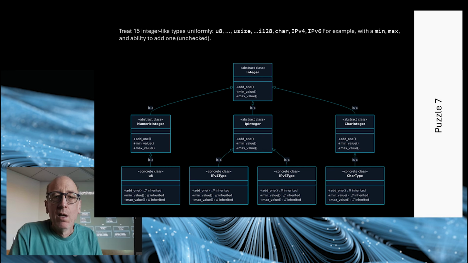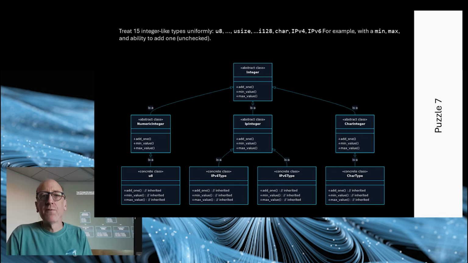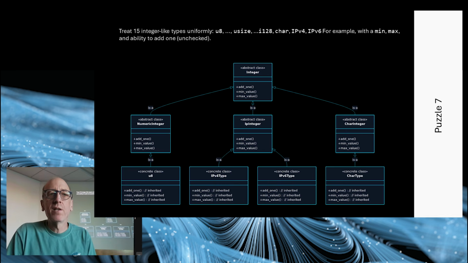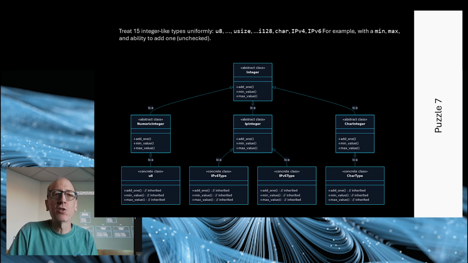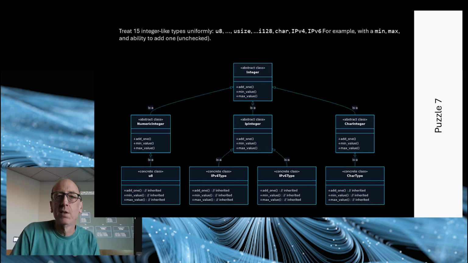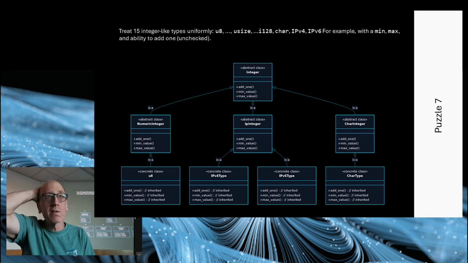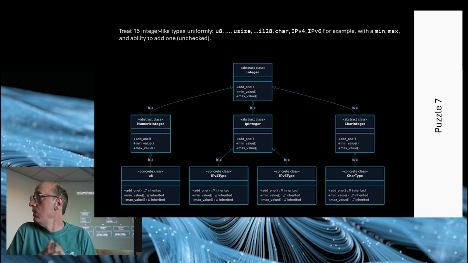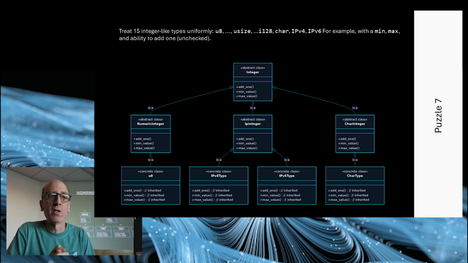Here's one that I faced in range set Blaze. I wanted to treat all 15 integer-like things uniformly. So that's what I'll call the numeric integers, U8, U size up to I128, but also the Unicode characters and the 2 IP address types. So for all these, because I want to be able to keep them in my set thing, I want to be able to maybe get the min and the max, and maybe I need to be able to add one to an integer or an integer-like thing.